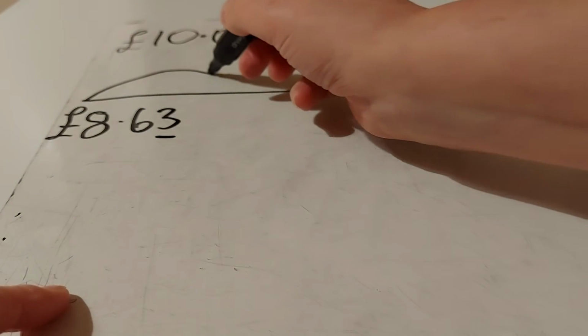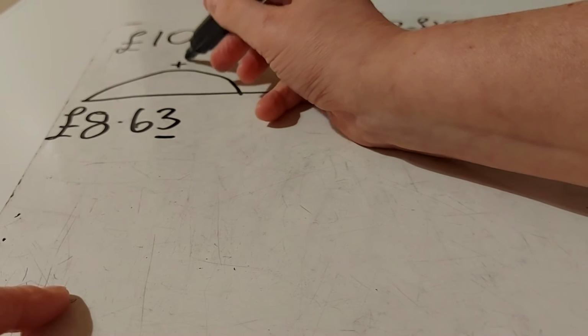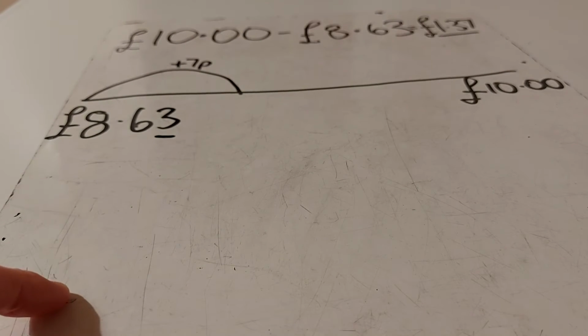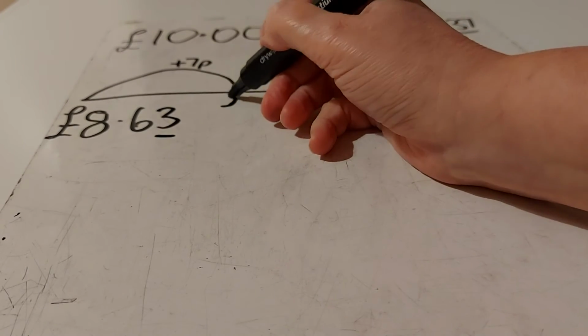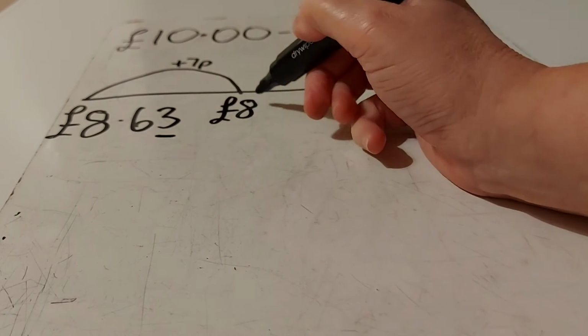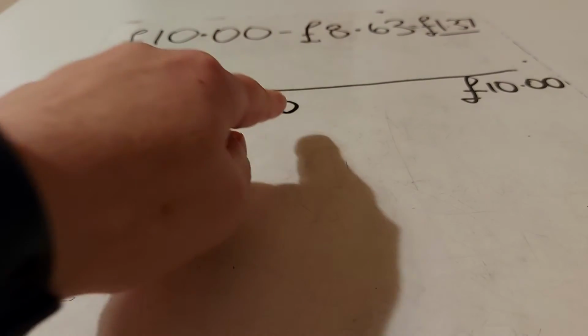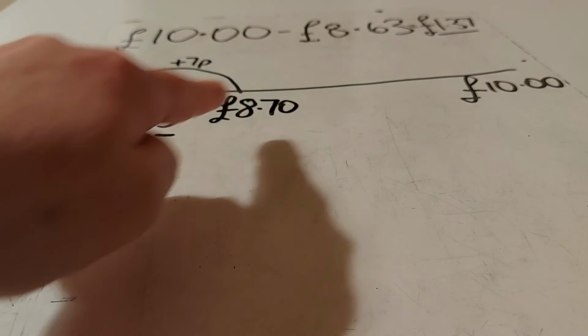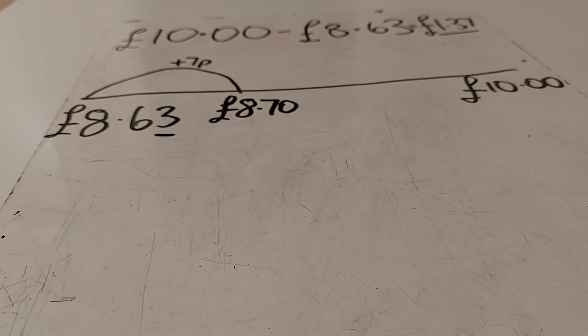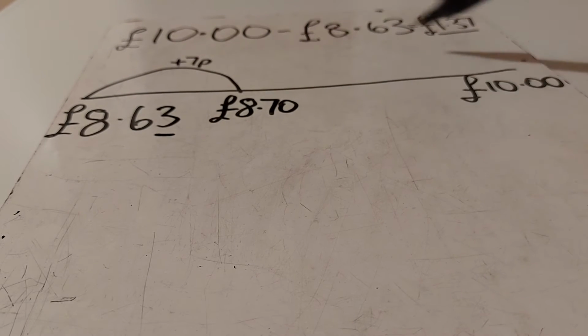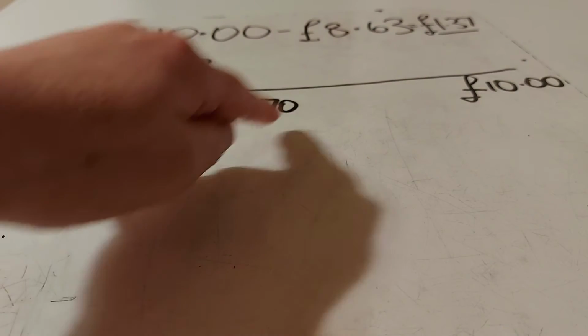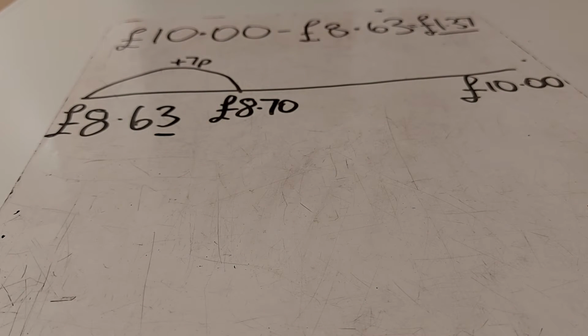So I'm going to draw my hop. I'm going to write add 7 pence, and I know that 7 and 3 makes 10 pence, so I know that the answer will be £8.70. Okay, because we're now on the next multiple of 10, which is 70 after 60. Now, some of you might decide to take a giant leap from here to here and feel that you can accurately work out the difference between £8.70 and £10.